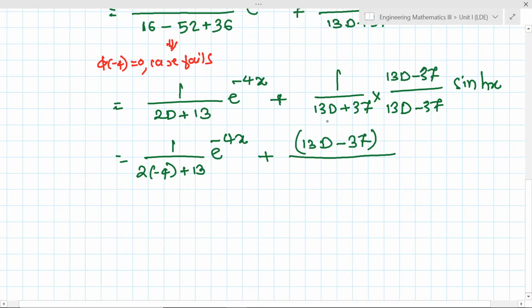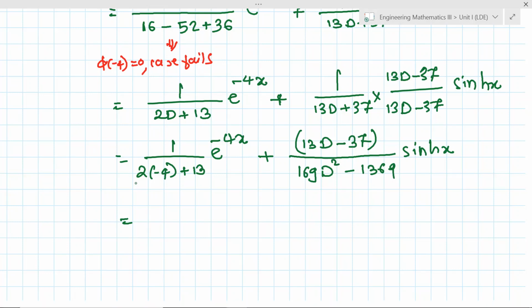this is nothing but a plus b, a minus b, a square minus b square. a is 13D, its square is 169D square, minus the square of 37. What is the square of 37? It is 1369, I think. Check this. Into sine hyperbolic x, isn't it? So now just calculate this. Minus 4 into 2 is minus 8, minus 8 plus 13. So what is minus 8 plus 13? Plus 5.